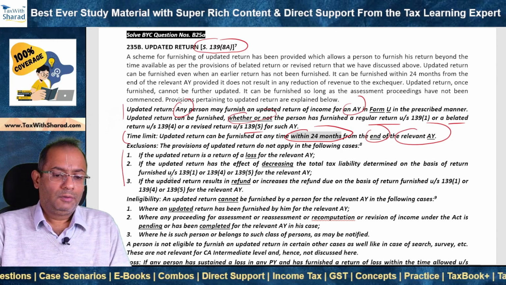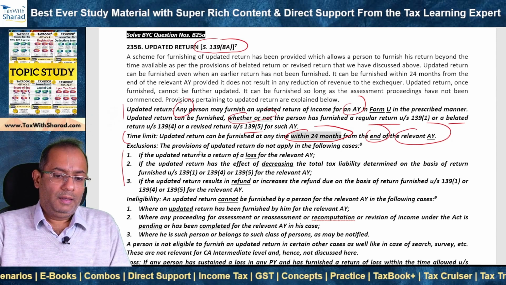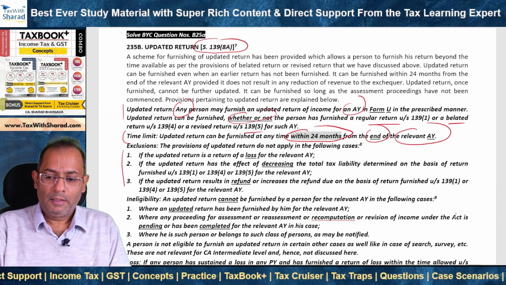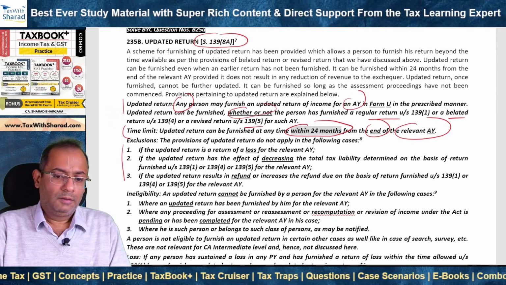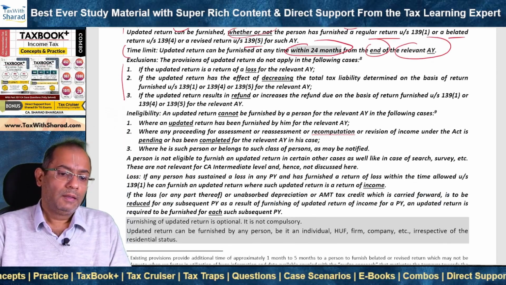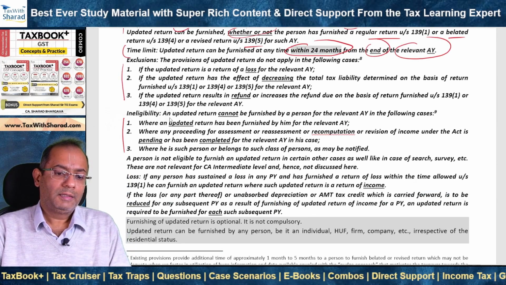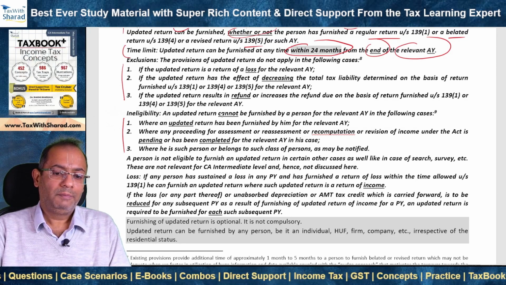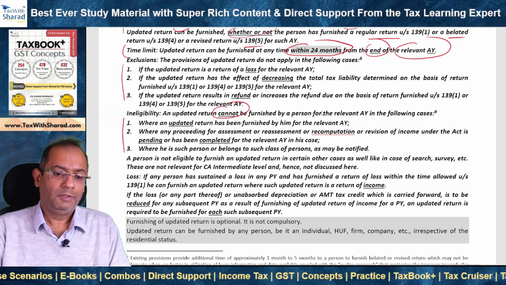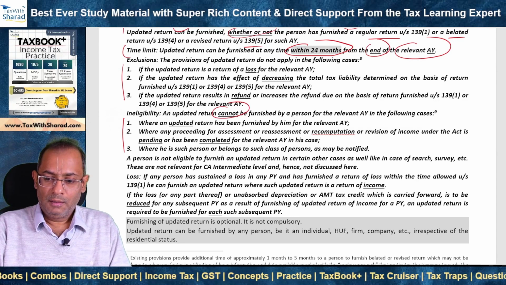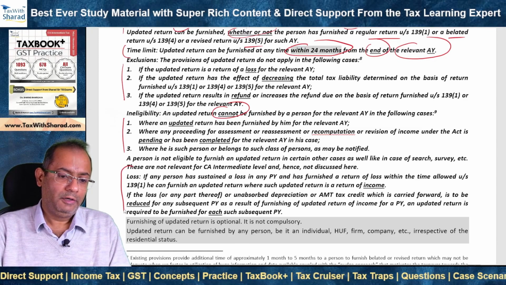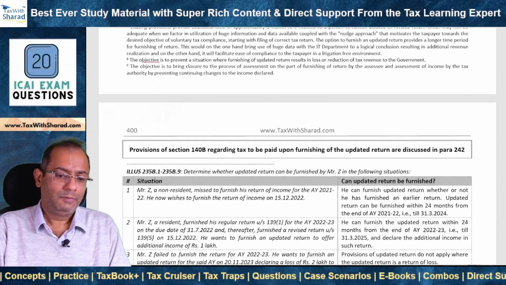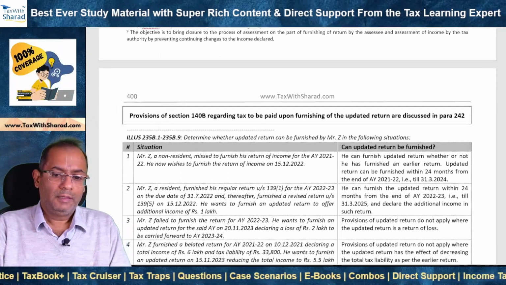We noted 3 exclusions. In such cases, the provisions of updated return do not apply. So updated return cannot be filed in these cases. We also noted 3 cases where the person is ineligible to furnish an updated return. That means an updated return cannot be furnished by a person in these cases. Then we also discussed a few points regarding treatment of losses, right? And then we also took a look at certain illustrations.